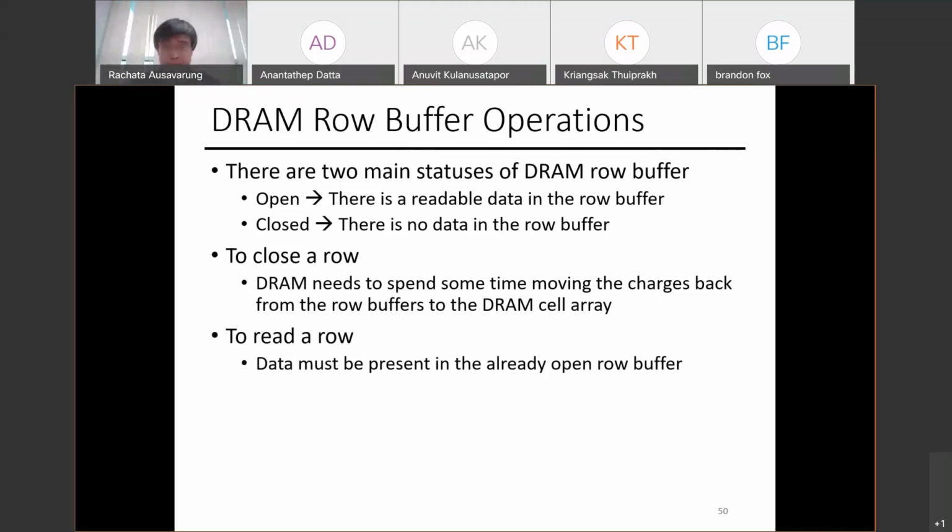To read a row, to read the data, you must bring the row of data from your 2D array.